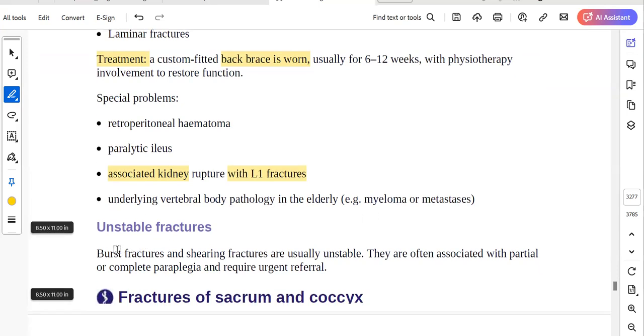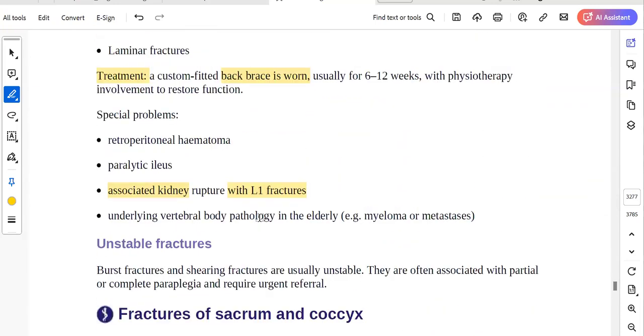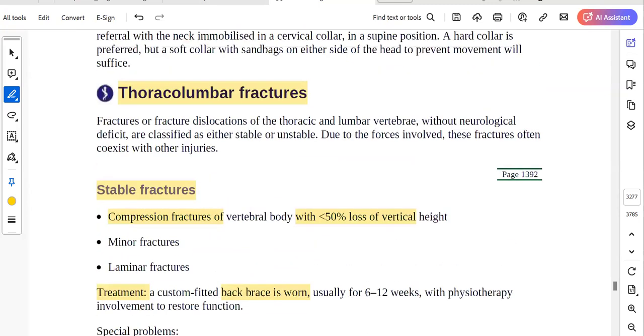Burst fracture and shearing fracture are unstable, and for this patient, urgent referral will be needed. So questions come from this thoracolumbar fracture. They give you a patient and then they give you a picture of a compression fracture on an X-ray, and then they ask you what is the next step of management.